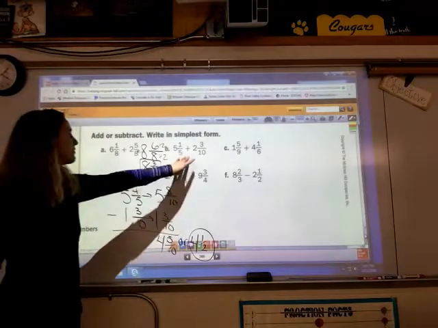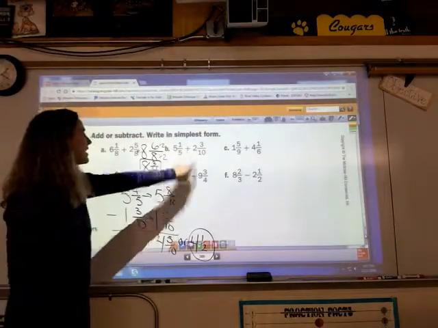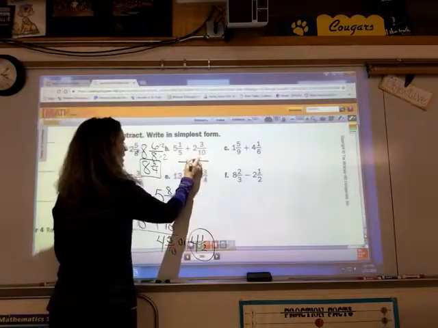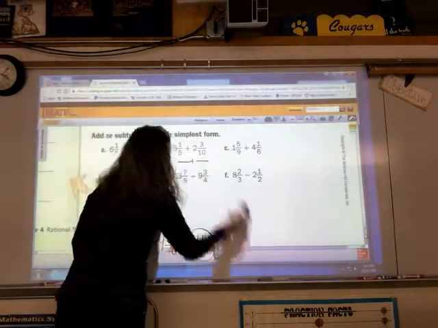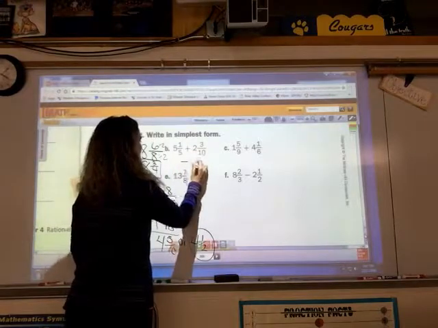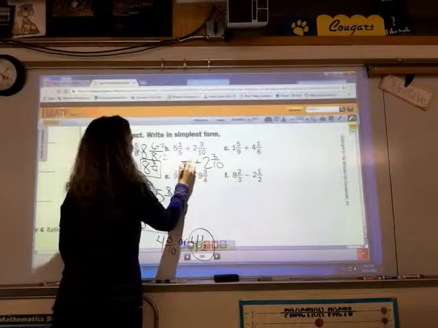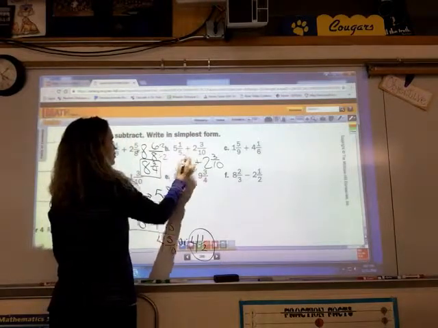If I take a look at letter B up here, again I'm adding. I need to find a common denominator. So I'm going to probably use 10. This one's already 10, so I'm going to leave that. Five times 2 is 10, so 1 times 2 would be 2.